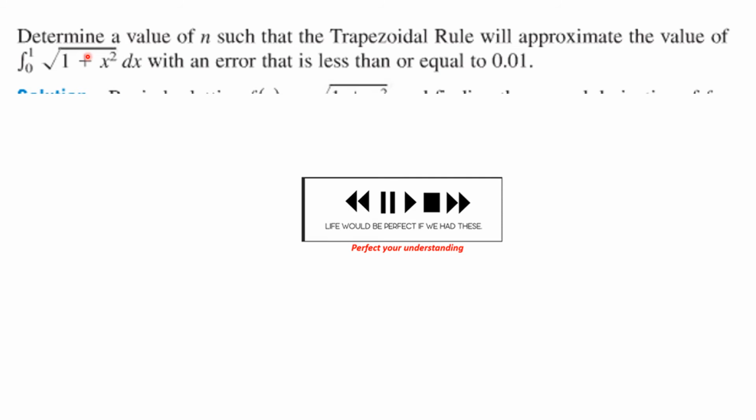Here's a kind of problem that I sometimes would ask. Determine a value of n such that the trapezoidal rule will approximate the value of the definite integral from 0 to 1 of the square root of 1 plus x squared dx with an error that is less than or equal to 0.01. So I'm telling you what the error has to be less than. You know what to do. Let's see how you did.